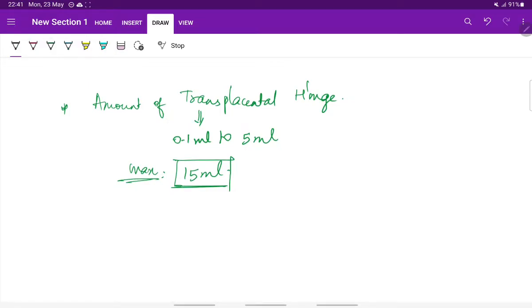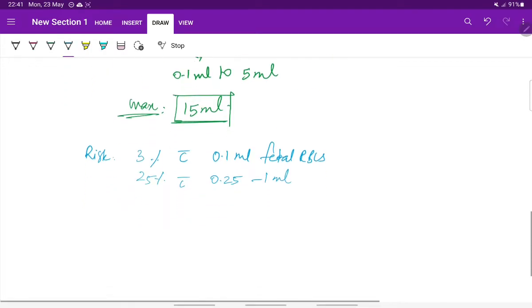And the risk of Rh isoimmunization is 3% with 0.1 ml of fetal RBCs, and then 25% with 0.25 to 1 ml, and the risk increases to 65% with more than 5 ml of fetal-maternal hemorrhage.